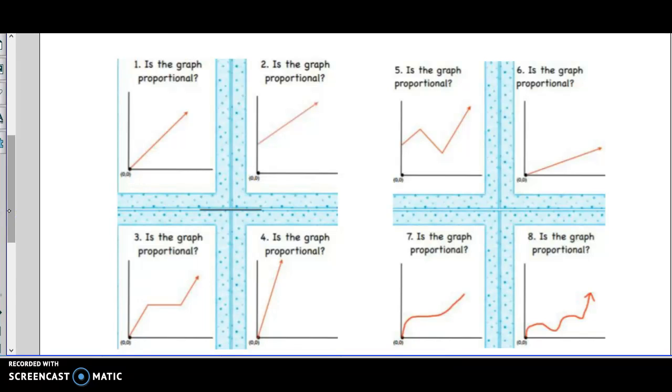Example 1 is a proportional relationship. I know that it's proportional because it meets my two requirements. It starts down here at the origin, and it is one straight continuous line. Example 2, however, is not proportional. It's not proportional because it does not start at the origin.